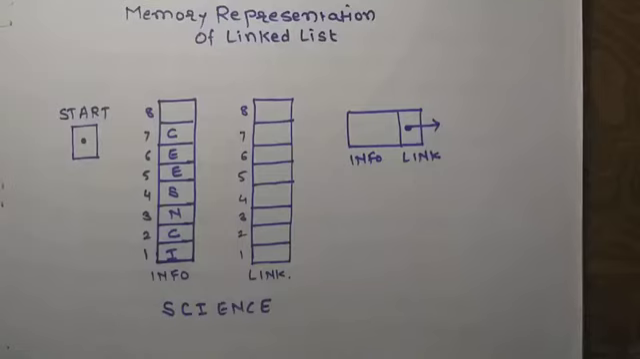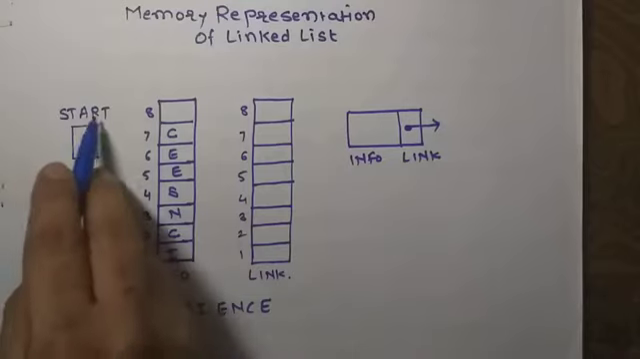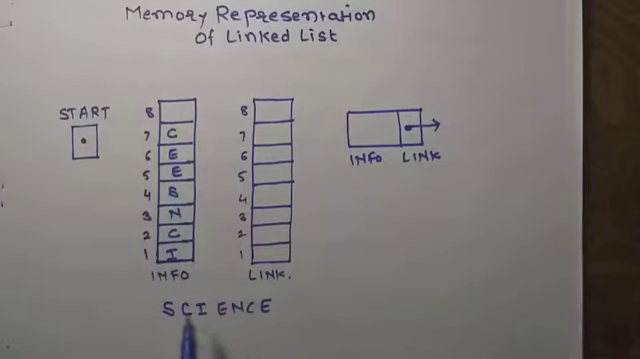A linked list can be represented in memory by using three different things. First, a pointer variable start, then two parallel arrays: info, and second, link. So these are the two parallel arrays. Now in our example we will try to show how the word SCIENCE is stored in memory.